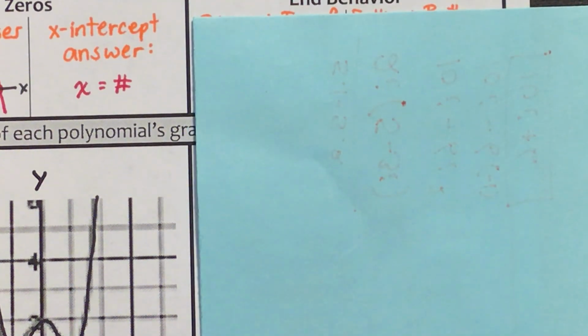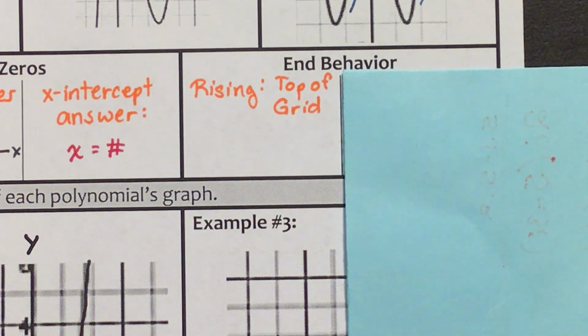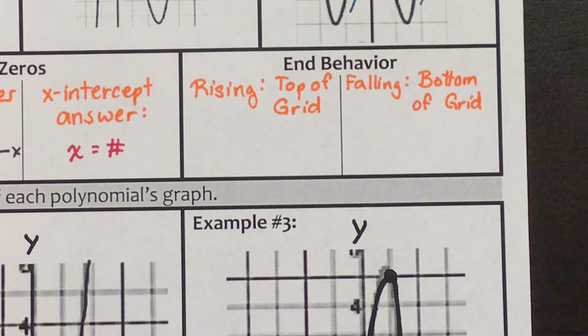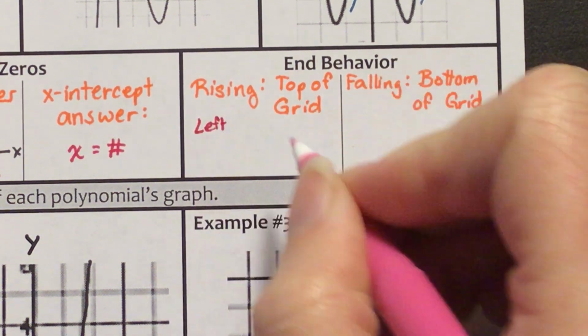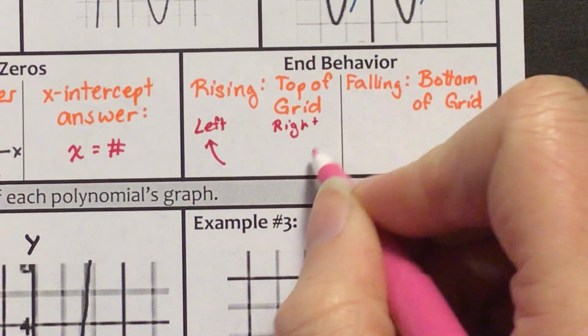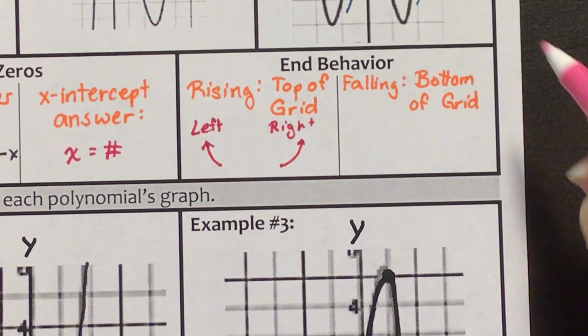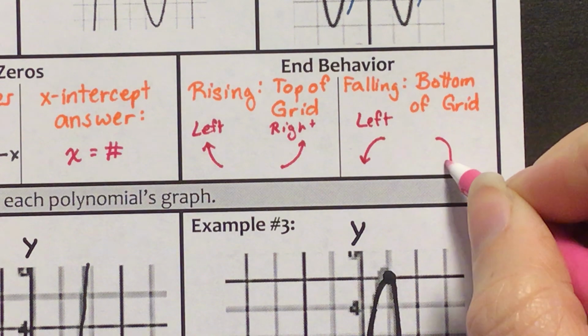Next, end behavior. This is usually everybody's favorite, end behavior. We use the words rising or falling. So if the end of your graph is going towards the top of a grid, you use the word rising. If the end of your graph, like the arrow, is pointing towards the bottom of the grid, then your end behavior is falling. So for example, the left side, L-E-F-T, might look like this for rising. The right side would look like this for rising. And over here, for falling, the left side would look like this, and the right side would look like this.